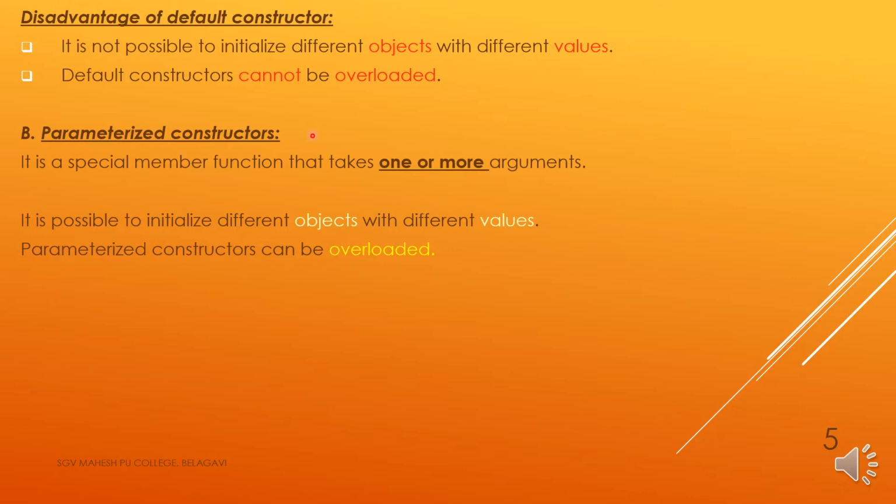So let's try and understand what are parameterized constructors. A parameterized constructor is nothing but a special member function which takes one or more than one arguments. Such functions are called parameterized constructors. Now in a parameterized constructor, we can initialize different objects with different values, which was not possible in your default constructor. We can also overload parameterized constructors in our program, which was not possible in your default constructor.